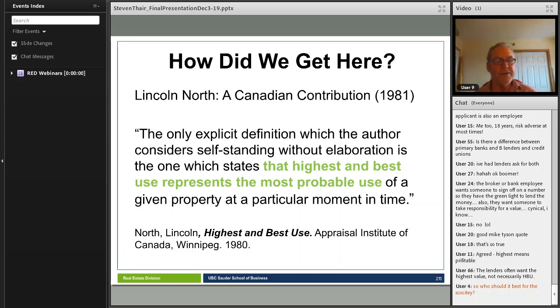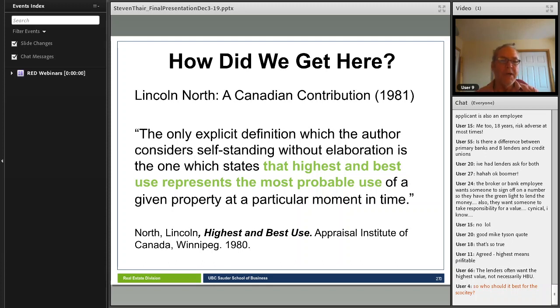Here in Canada, and this is just 4 years after Graskamp's article came out, 1981, Lincoln North was an Ontario appraiser, and he wrote a monograph of about 30 pages on highest and best use. And in it, I still think it's the most in-depth discussion of highest and best use that's ever been done. And he does the gymnastics. He says, well, you know, this really isn't the highest. Here's what it really means. And then he says, and you know, this really isn't the best. Here's what it really means.